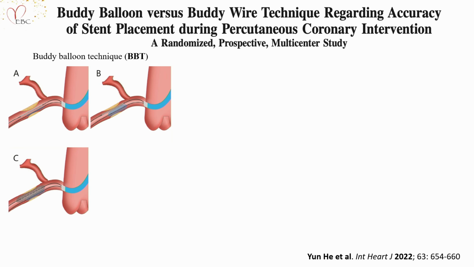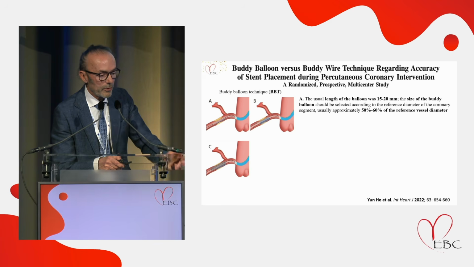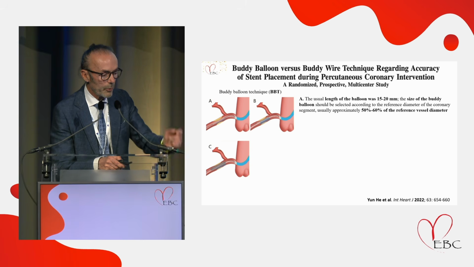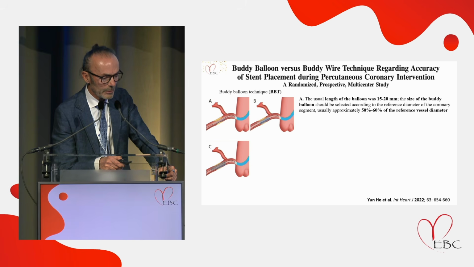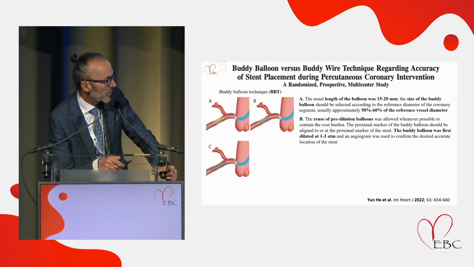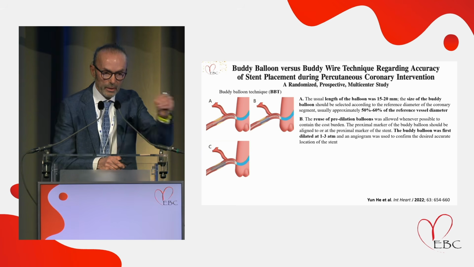So the body balloon, in A, you see, the usual length of the balloon in this randomized study was 15-20 millimeter. The size of the body balloon should be selected according to the reference diameter of the coronary segment, 50-60% of the reference. So if there is a 3.5, you take a 2.0 balloon, 15. You put your balloon in A, beside the stent. Then you can reuse the pre-dilatation balloon. It's very easy. It was admitted. So put the pre-dilatation balloon below the stent.